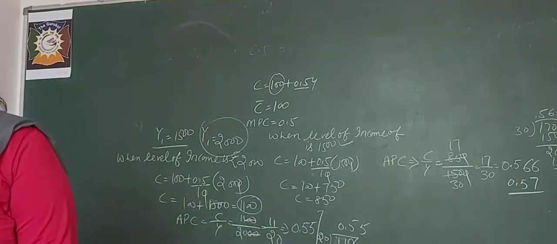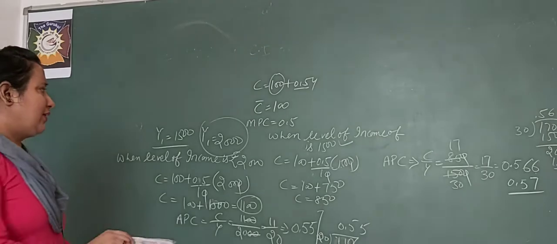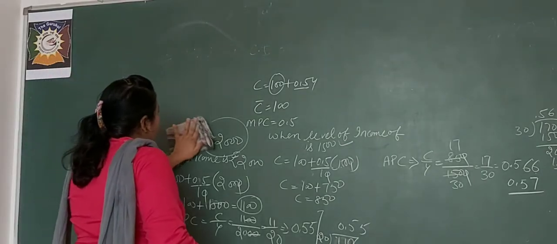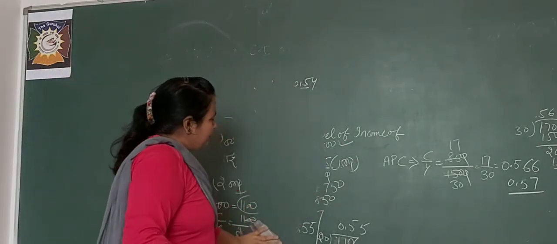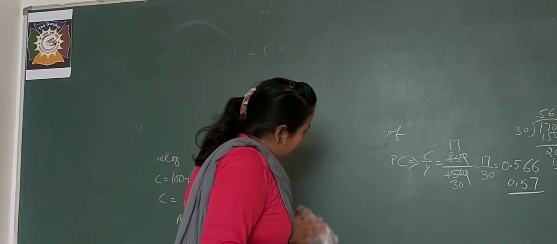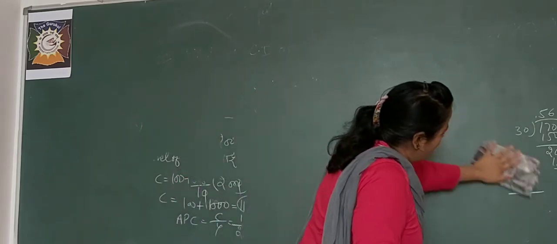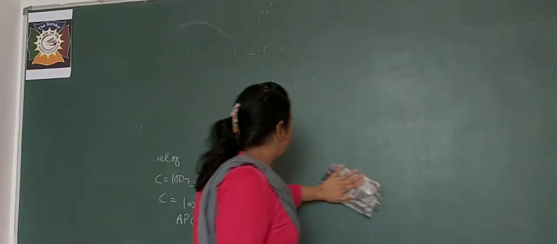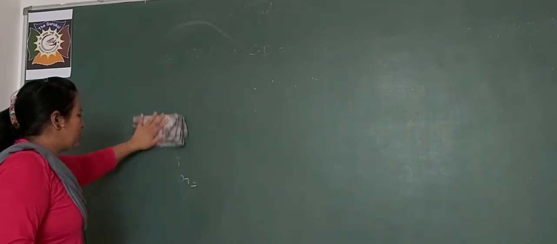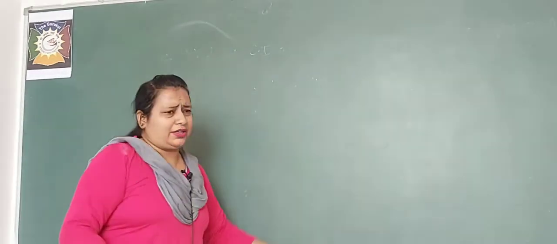Now next chapter, that is short run equilibrium output. Firstly I will tell you the formulas of this chapter. I already explained to you when it came in the form of concept. When I taught you the concept, you already did it.